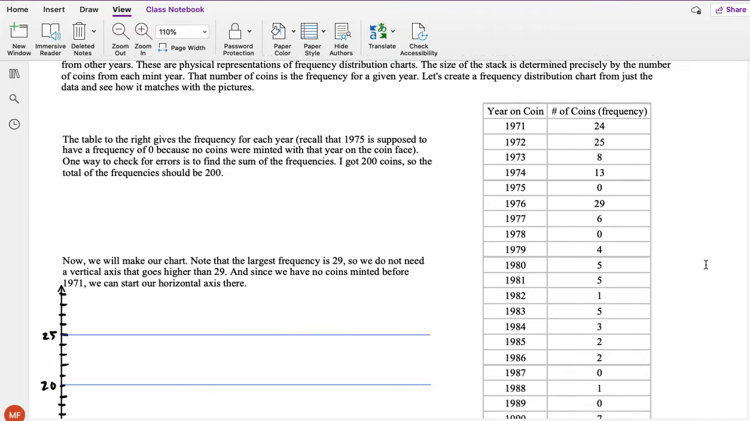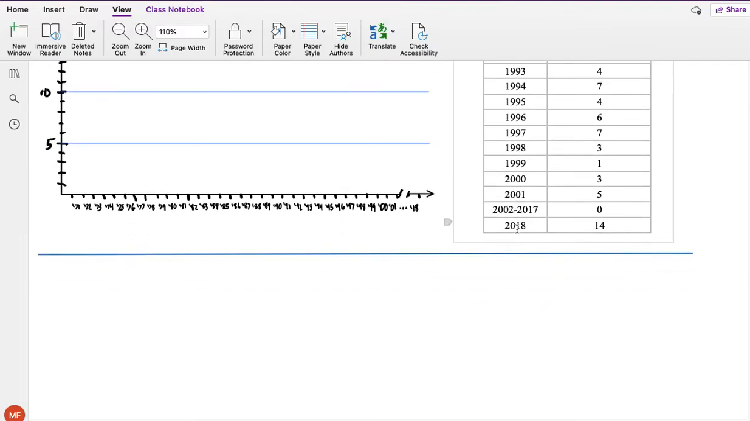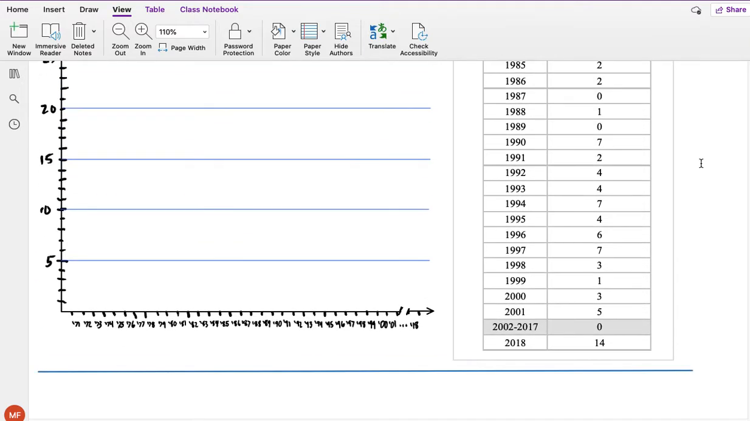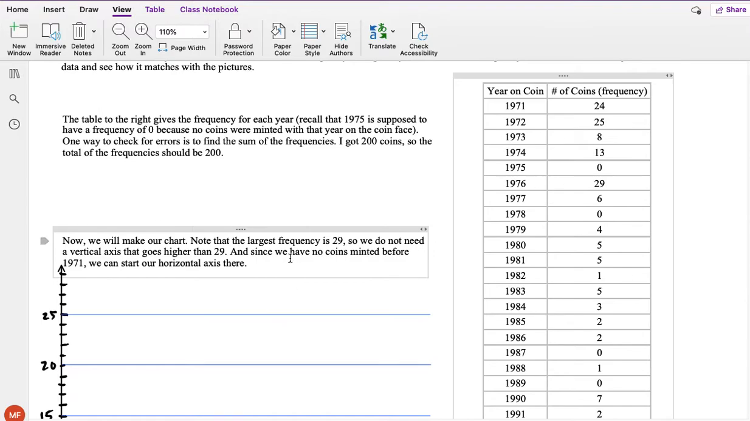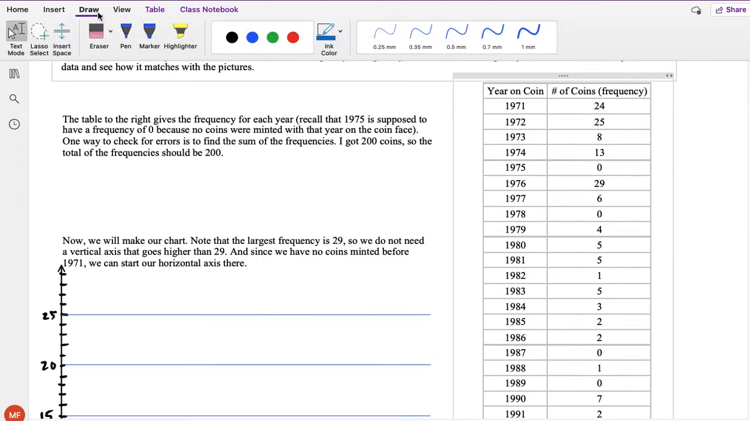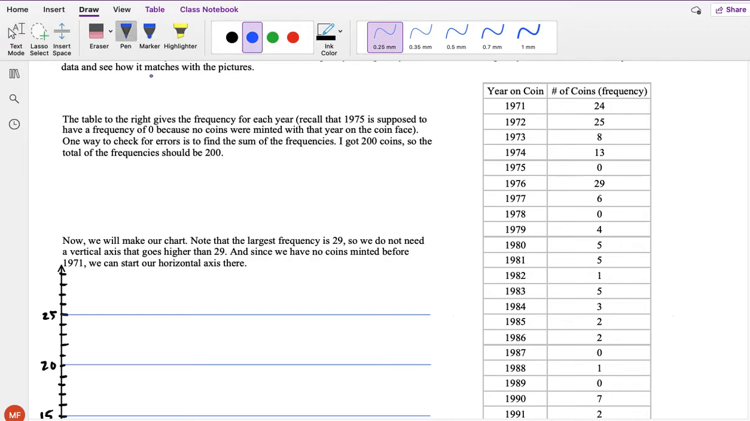So you can see I recorded everything from 71 to 2018. I didn't want to have a whole bunch of 0 rows here, so I just said from 2002 to 2017 overall, there were 0 coins. Okay, now the first thing I'm going to do before I continue and talk about the frequency distribution itself, I want to talk about how I can look for errors.